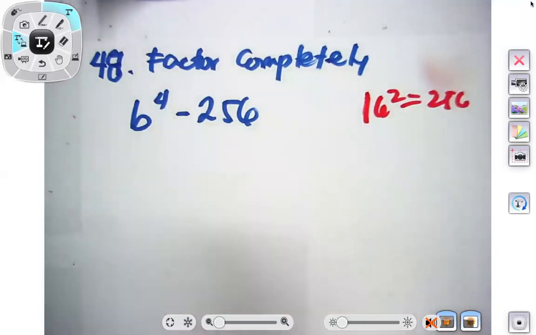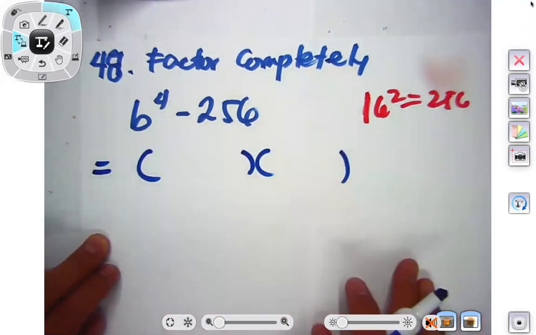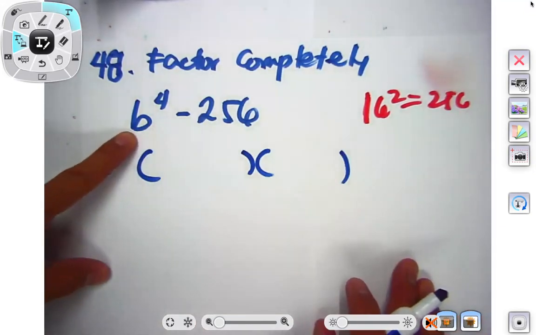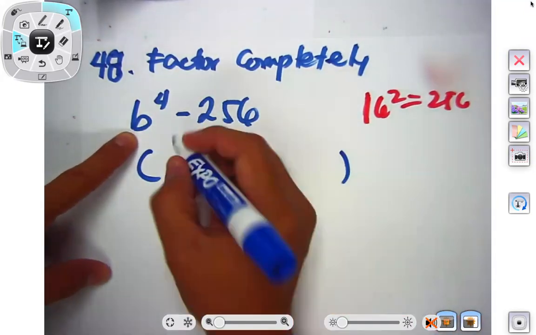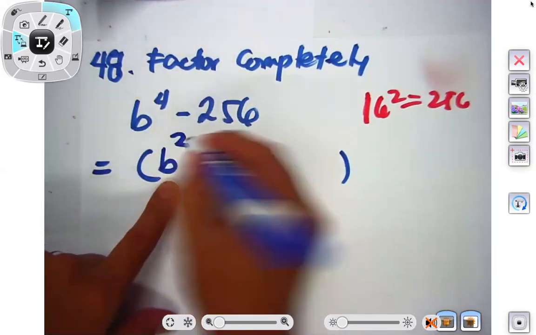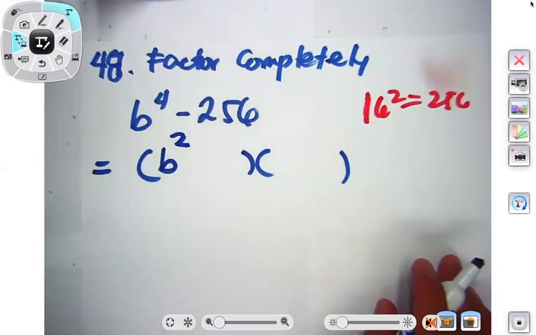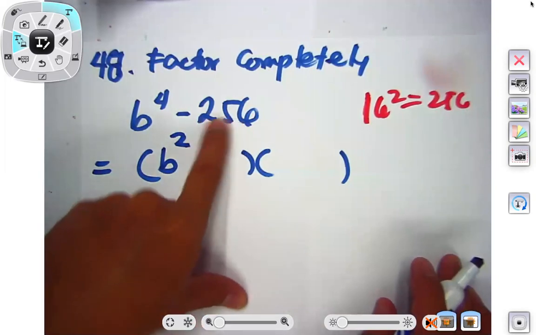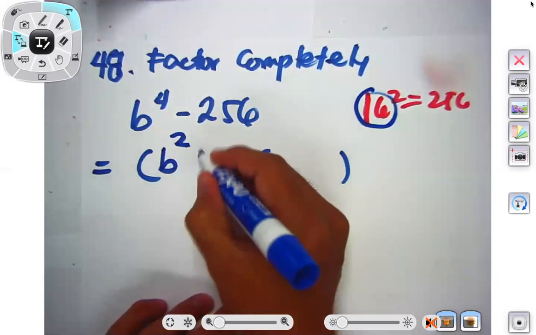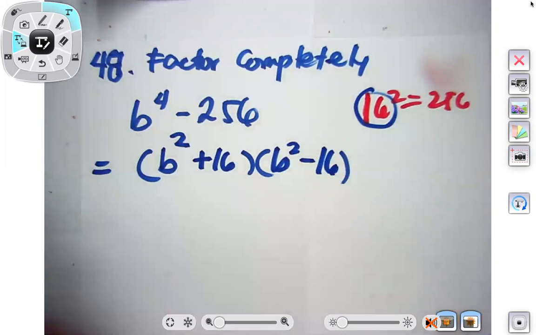So we can start from there, which means we can get the square root. Square root of b raised to 4: just divide 4 by 2. What's 4 divided by 2? 2. When you get the square root, divide the exponent by 2 if it's in exponential form. How about the square root of 256? 16, right? So that would be plus 16, and the other one is b squared minus 16.